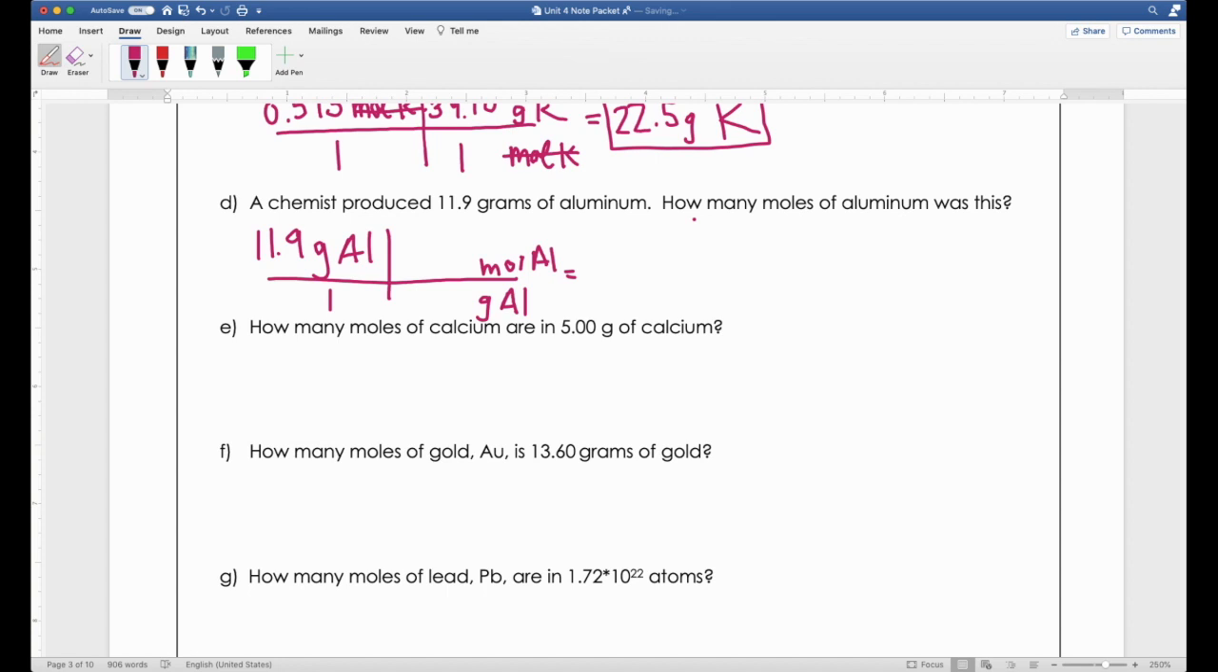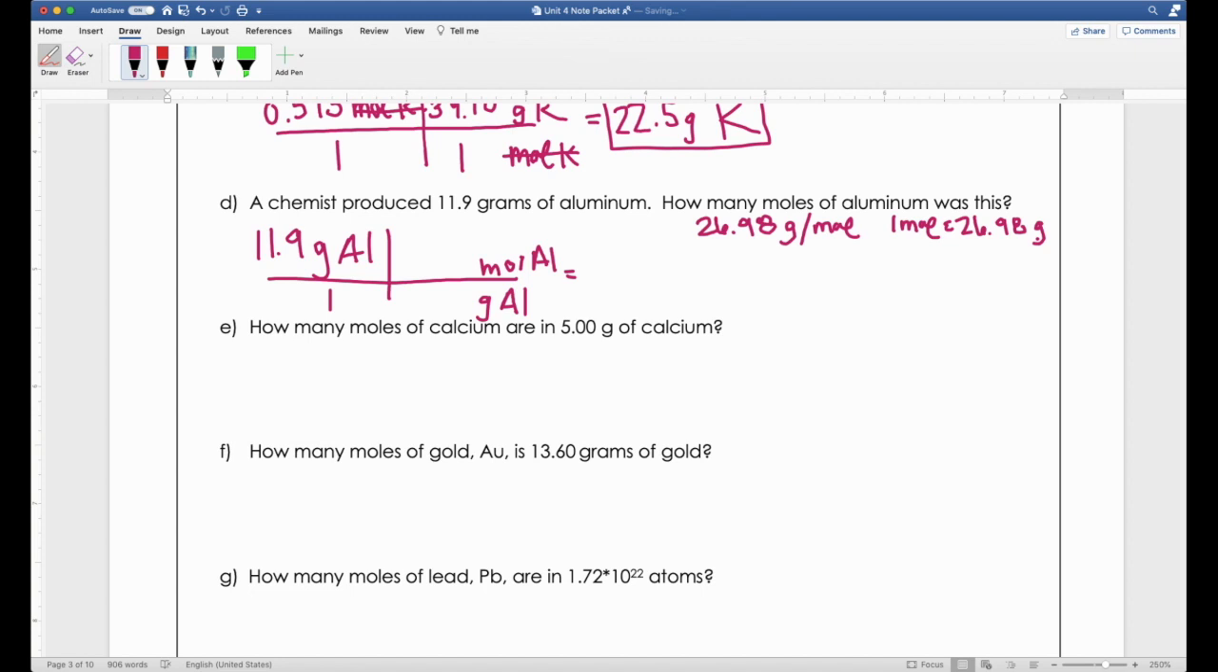So let's decide, what do I need to use as my conversion factor? Well, we're still relating the grams of aluminum to the number of moles. We still don't care about the number of particles, and therefore we still don't care about Avogadro's number. So we do have to look on a periodic table to find the molar mass of aluminum. The molar mass for aluminum is 26.98 grams per mole. But again, what does that mean? That means that 1 mole of aluminum has a mass of 26.98 grams.